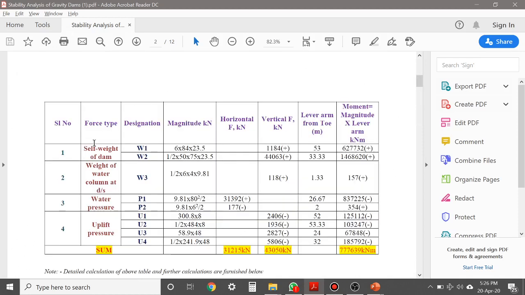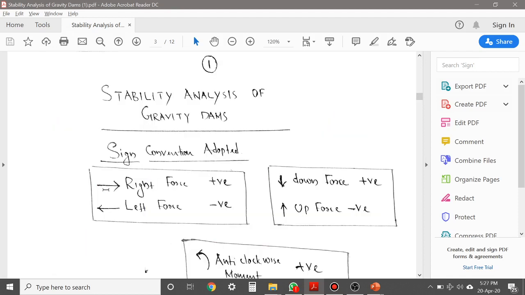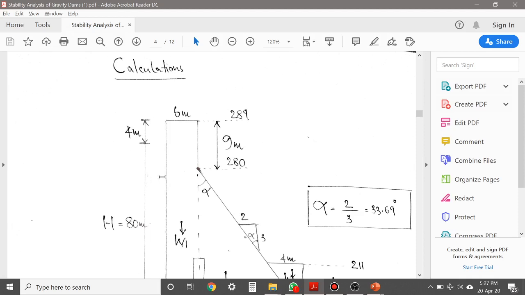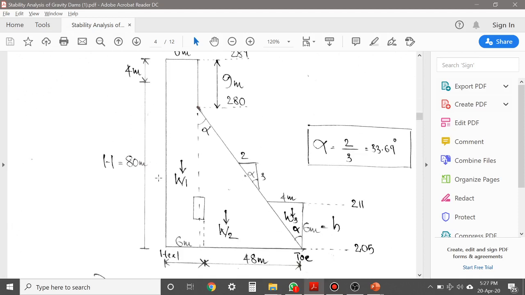Again, going back to our table, in the table you can see that there is a designation W3, and W3 is the weight of water column at downstream. From the question itself we can identify that this is a problem with tailwater. See, this is the tailwater. If you refer to the reduced levels of tailwater, you can see that the tailwater height will be equal to 6 meter.